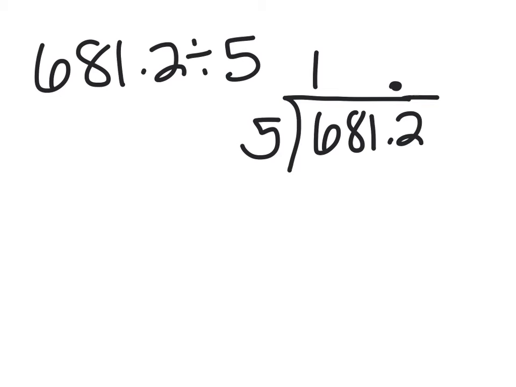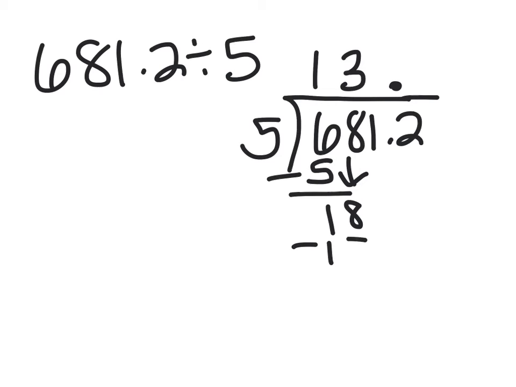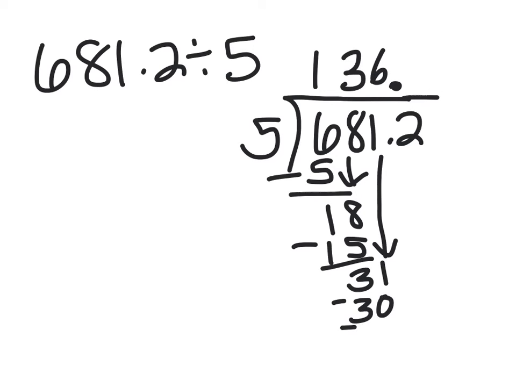1 times 5 is 5. When I subtract 6 minus 5, I get 1. Bring down the 8. How many times does 5 go into 18? That is 3. 3 times 5 is 15. Subtract and get 3. Bring down the 1. How many times does 5 go into 31? That is 6. 6 times 5 is 30. Subtract and get 1. Bring down the 2.